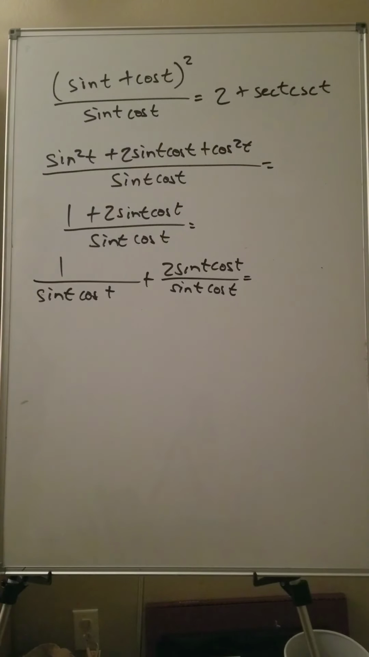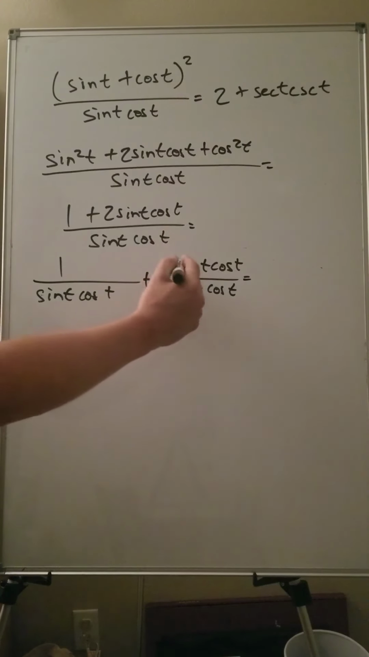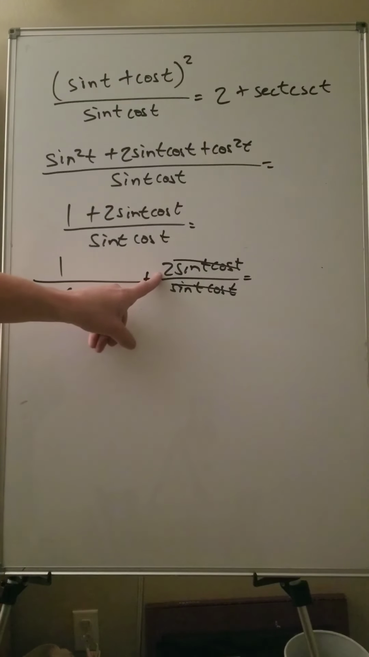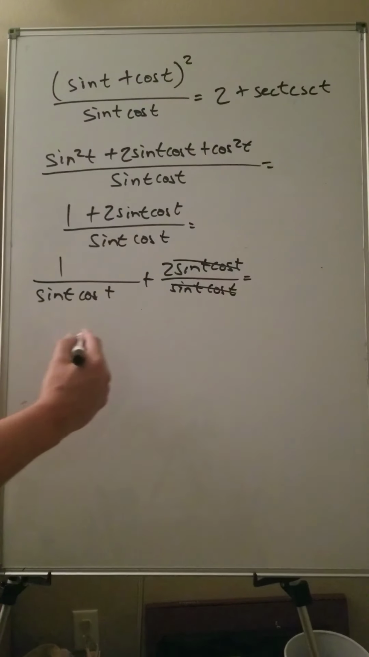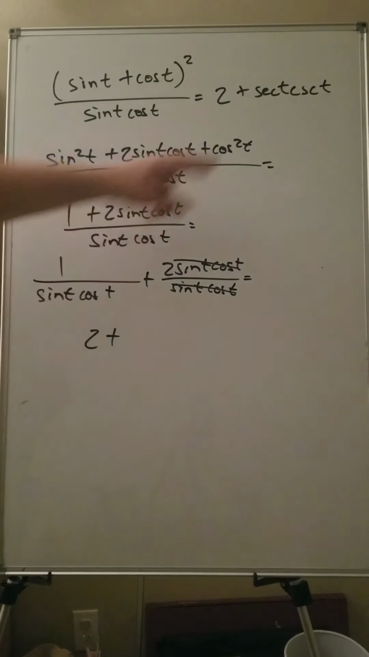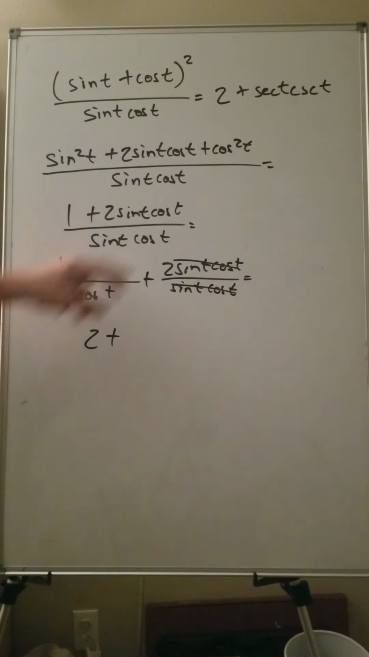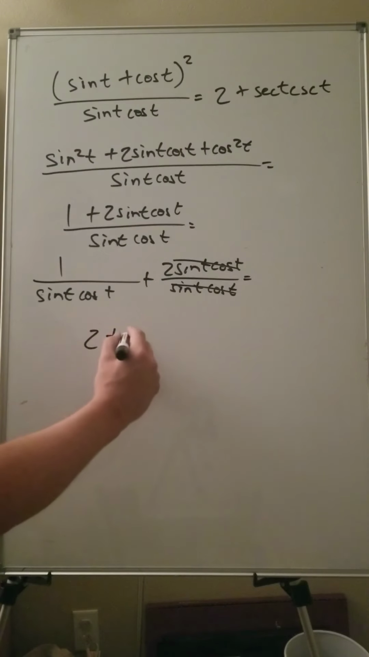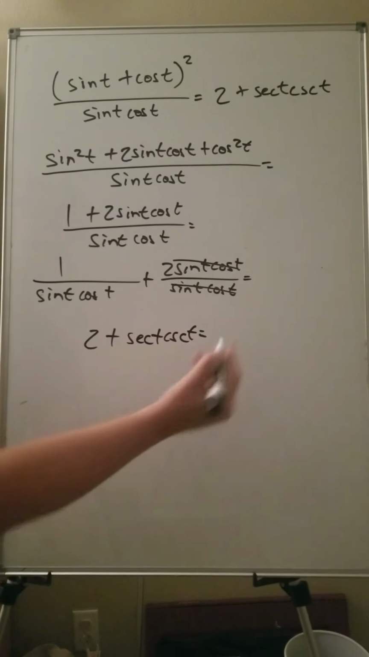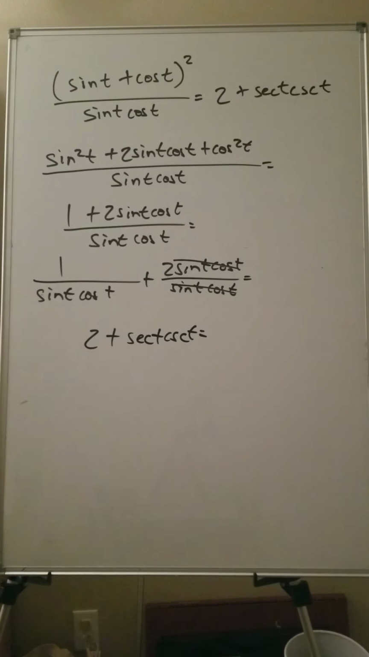But if I do that, let's think about what we have here. Now, this sine t cosine t would cancel out with that sine t cosine t, leaving me with just what? A 2. Well, that's what I want. I want a 2. Plus, well, here I have 1 over sine cosine. Well, 1 over sine, that's just cosecant. 1 over cosine, that's just secant. So at this point, I already have what it is I want. And now we're finished with that.